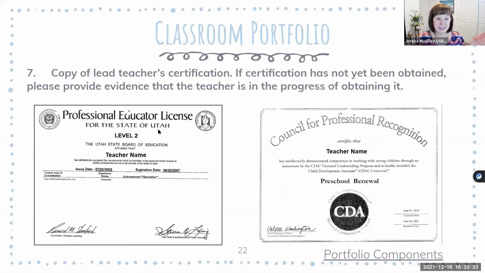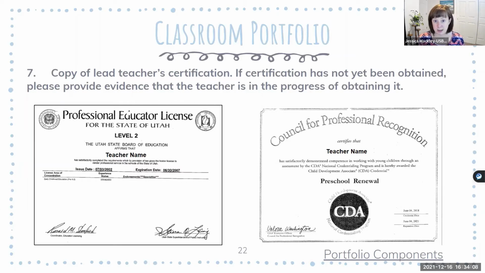Okay, and element 7, last one, this should be fairly easy. It's just asking for a copy of the lead teacher certification. So again, the certification for the grant is that they have a minimum of a CDA, which is here on the slide, or a degree in a related field. So that will be an associate's or bachelor's in a related field, things like early childhood education, preschool special ed, elementary education, family and consumer sciences or studies. Those are things that we consider a related field.